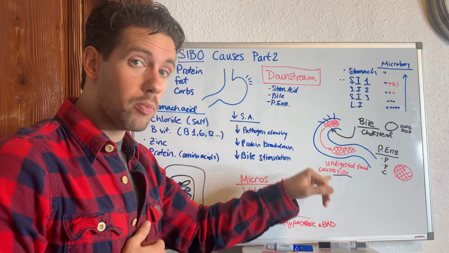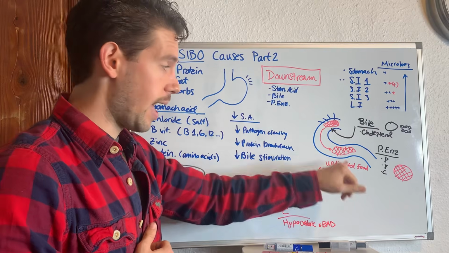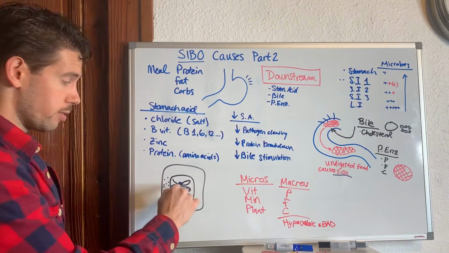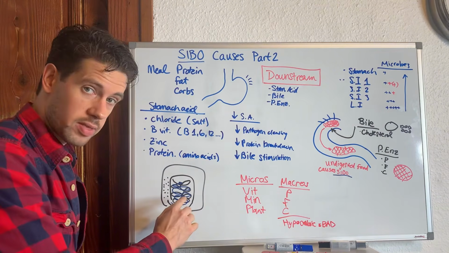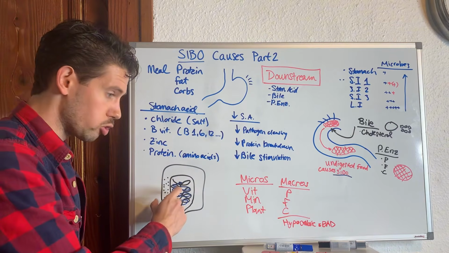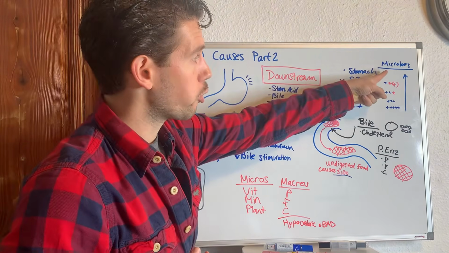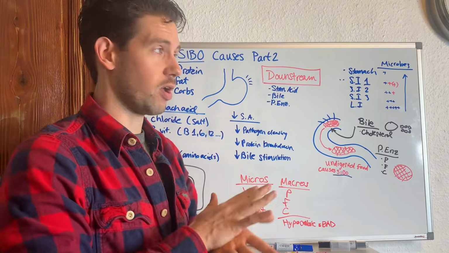Because you are removing a food source for the SIBO bacteria, and as they have less food, they naturally are going to shift back down the small intestine, and they will reestablish back into the large intestine, and you will have an appropriate microbial gradient. That is the ultimate goal of addressing SIBO.